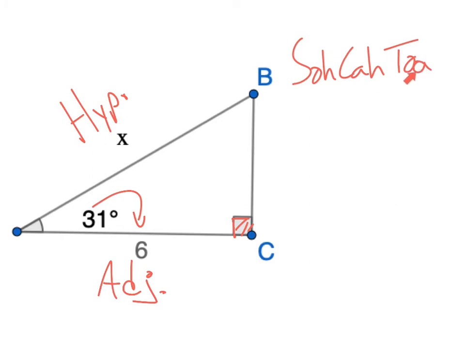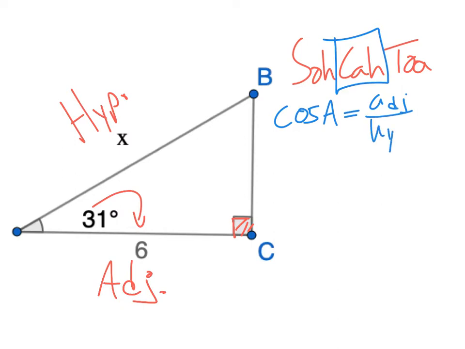Which one uses adjacent and hypotenuse? Well, this uses adjacent, but not hypotenuse. This uses hypotenuse, but not adjacent. So we want to use cosine, which is adjacent and hypotenuse. CAH, there. Great. So we're going to start with cosine of our angle is adjacent over the hypotenuse. That's the definition. And now we know some of these. The angle in this case is 31, the adjacent we know is 6, and the hypotenuse we know is x.